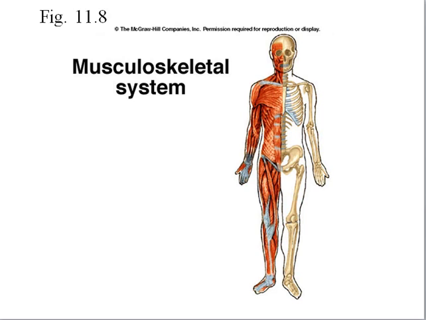The musculoskeletal system is sometimes divided into two separate organ systems, the skeletal and the muscular system. Since many of the large muscles attach to the skeleton, it makes sense to consider them as one. Protection and movement are two important functions of this system.